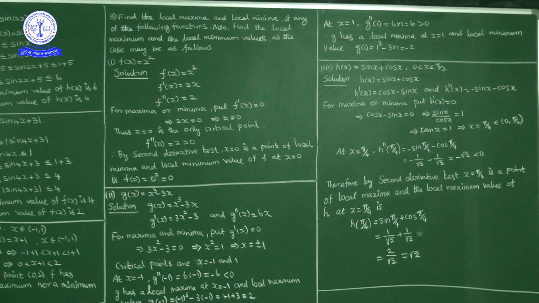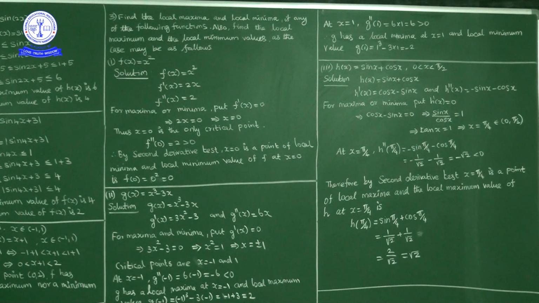Okay, now at x equal to pi by 4, h double dash of x is what? h double dash of x is minus sin x minus cos x. So h double dash of pi by 4 is minus sin pi by 4 minus cos pi by 4. Minus sin pi by 4 value is 1 by root 2, so minus 1 by root 2 minus cos pi by 4 value 1 by root 2. Root 2 is the LCM, so minus 2 by root 2, nothing but minus root 2. Minus root 2 is negative, so h double dash of pi by 4 is negative.